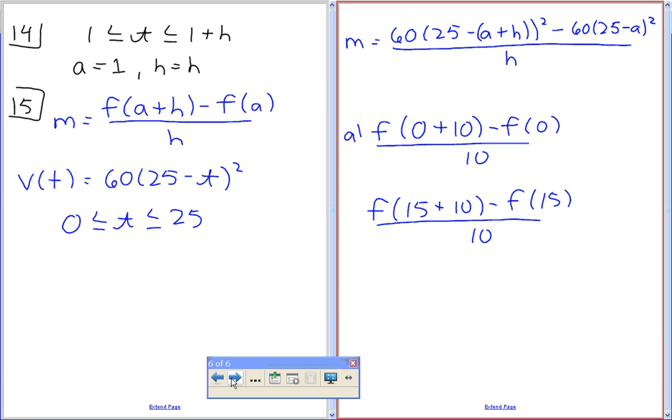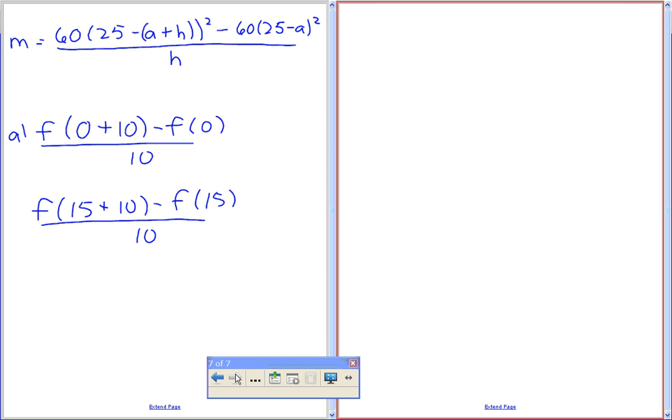Let's actually do some algebra though, because that's sort of what this course is. Now, there's an easy way and a hard way to do this. I'm going to do the hard way. I'm going to do what they call the foiled shark. It turns into 60 times 25 minus A minus H squared minus 60 times 25 minus A squared all over H. So what I did was I just multiplied the negative there so I wouldn't make a mistake.